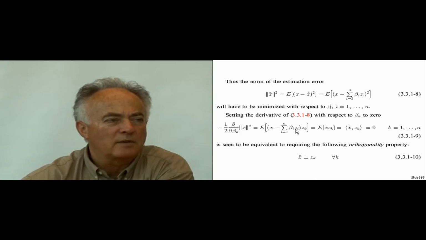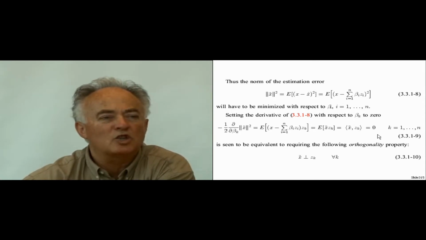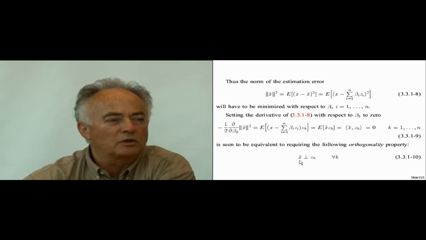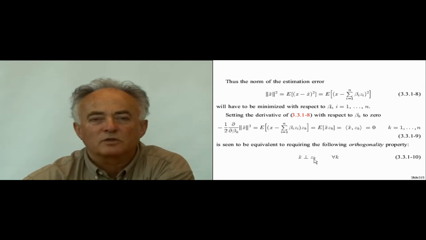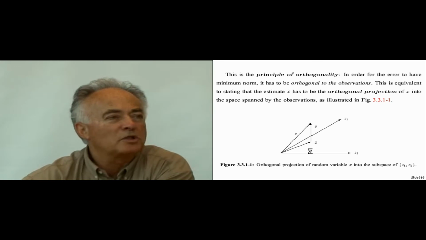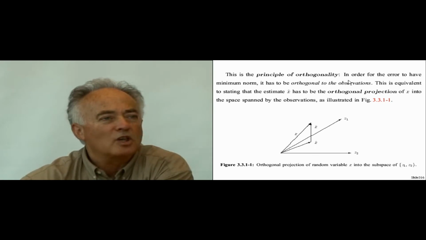X tilde times Zk. So the expected value of x tilde Zk, which is the inner product between the error and the observation Zk, has to be 0 for each k. Namely, the error has to be orthogonal to each of the observations. And this is the principle of orthogonality. In order for the error to have minimum norm, and we can think of it as a length, it has to be orthogonal to the observations.